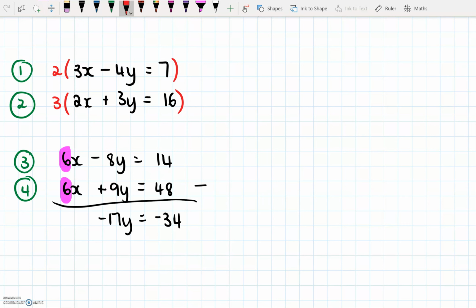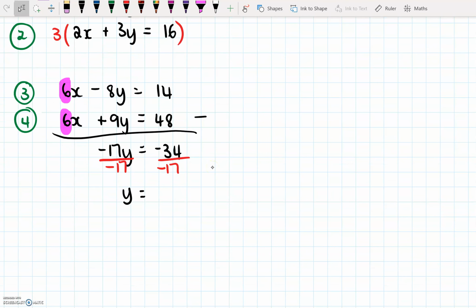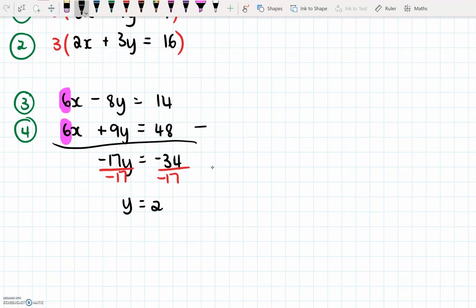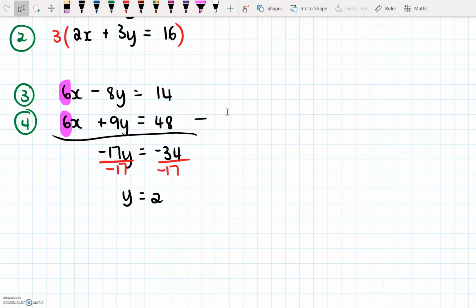Then we can simply divide by minus 17, and from that we will get y is equal to 2. Then we're able to solve for x. With this next step, you can substitute y into any of the 4 equations that you have created. In this case, number 2 looks like the nicest, so I'm going to put it into number 2.